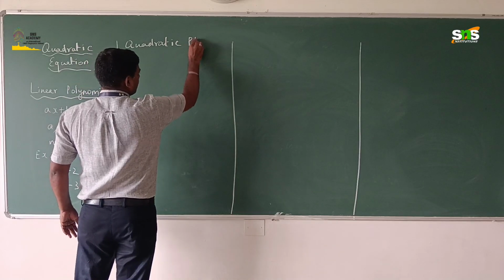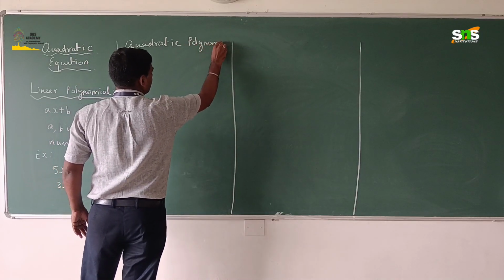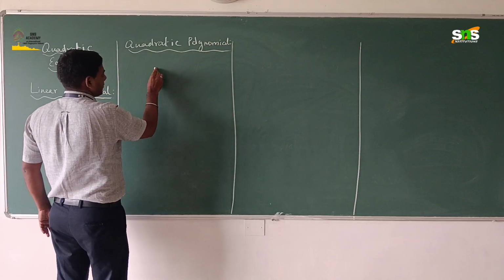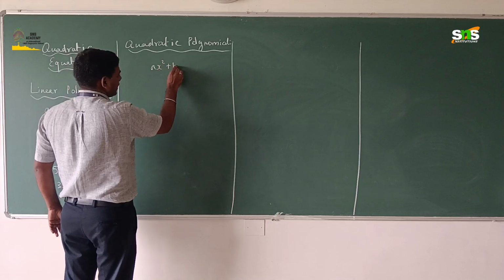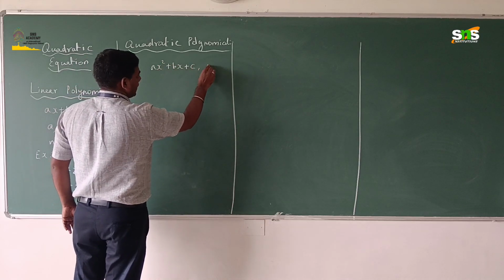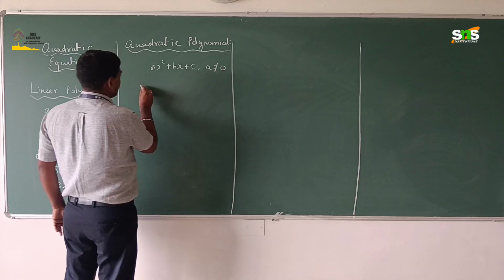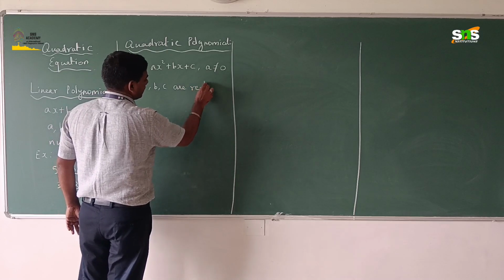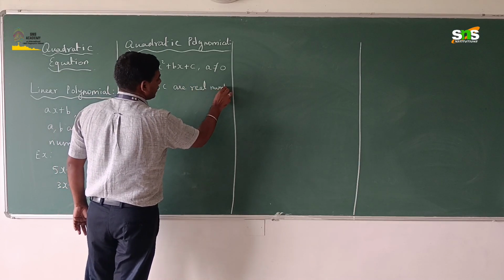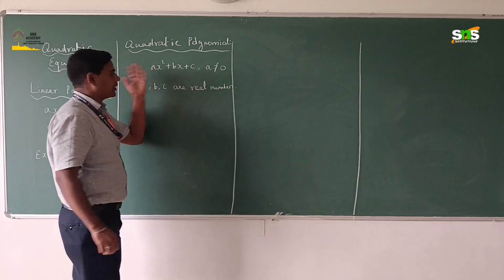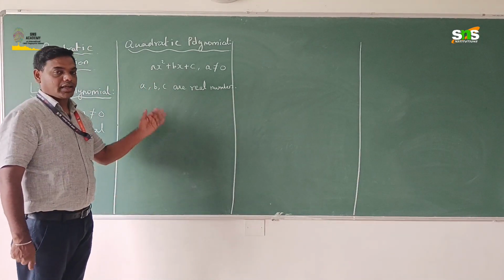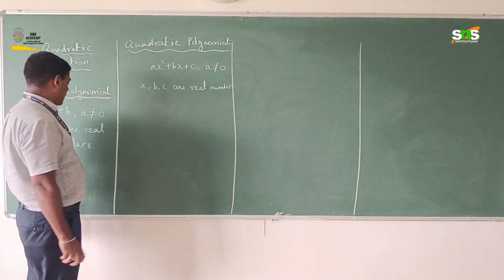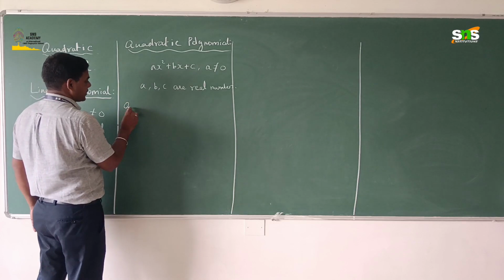The next one is the quadratic polynomial. The general form of a quadratic polynomial is ax square plus bx plus c, where a is not equal to 0 and a, b, c are real numbers. We already discussed this in grade 9. This is the general form of a quadratic polynomial. Based on this, now we will discuss quadratic equations.